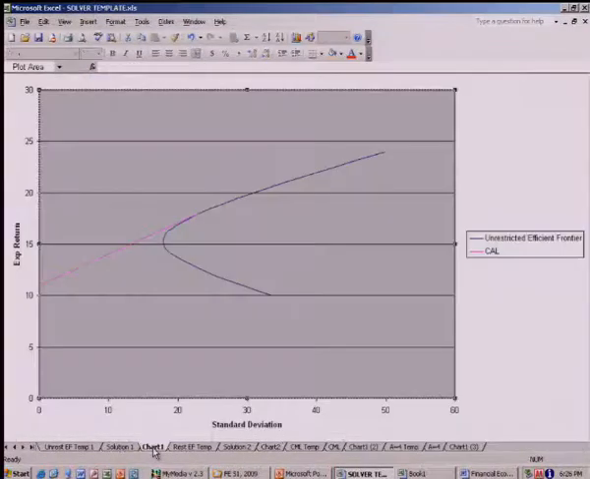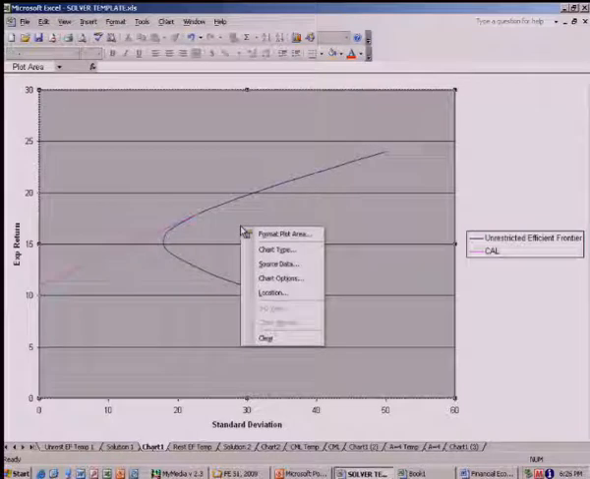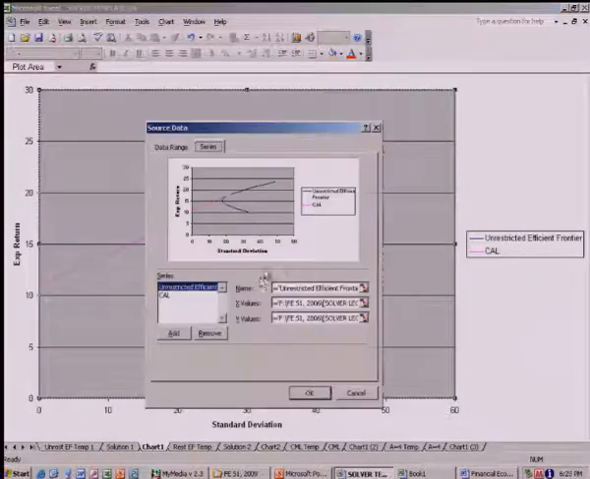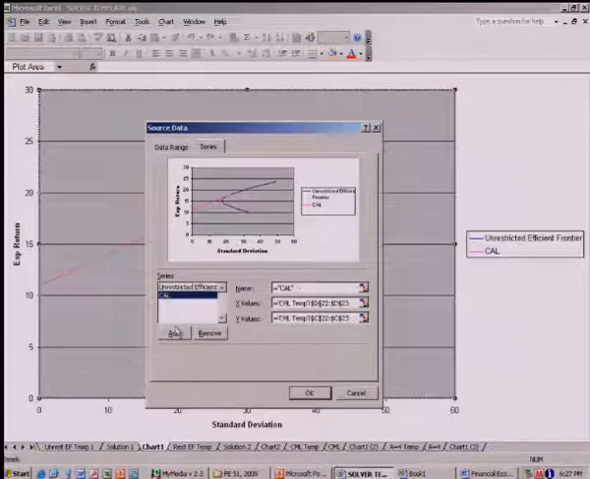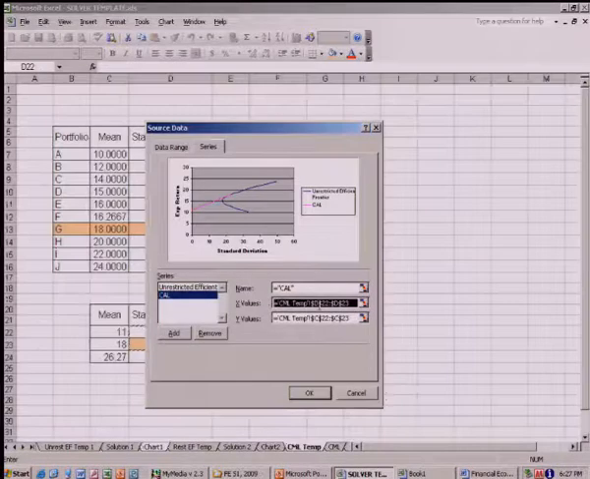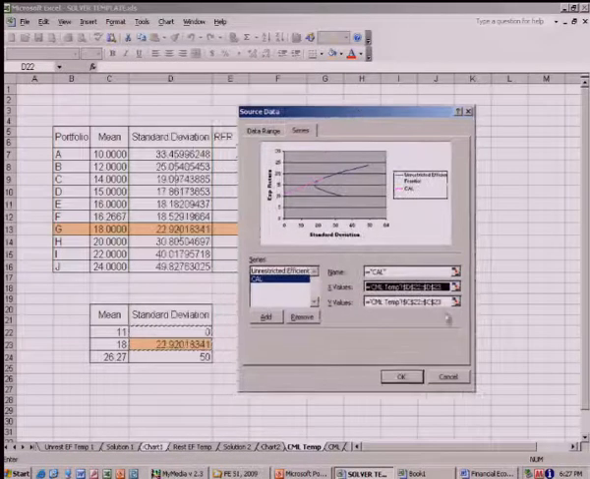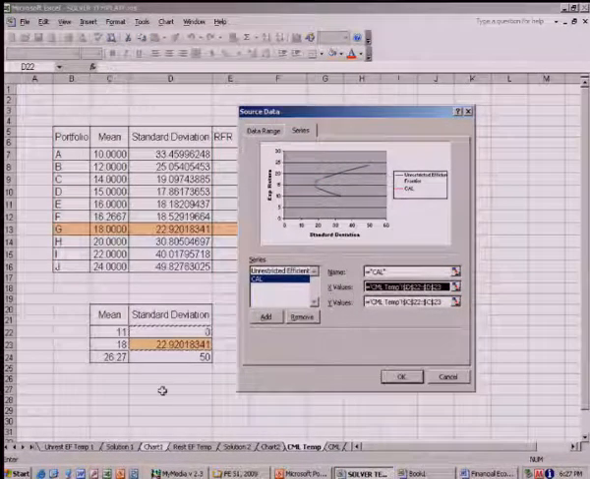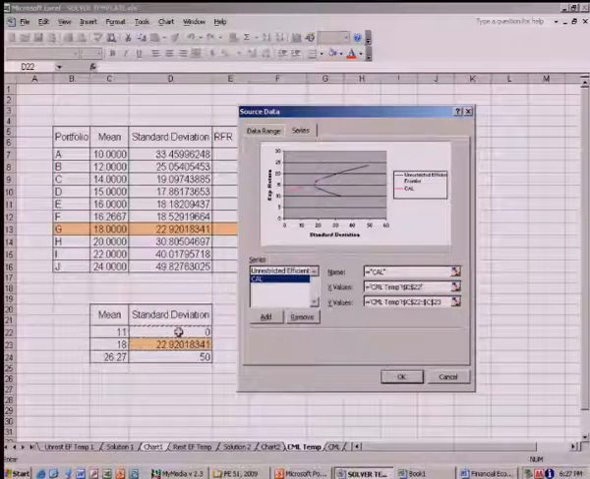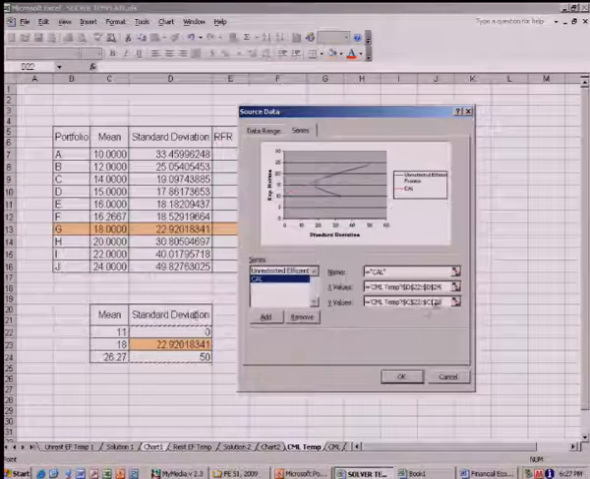So I can go back to my chart and I can add that piece of information. So I can go back to my source data, and if I click here on the capital asset allocation series, I can basically just adjust my X values now so it includes that extra information that I provided.